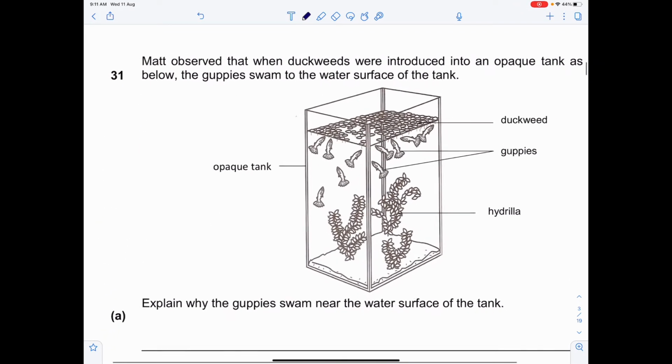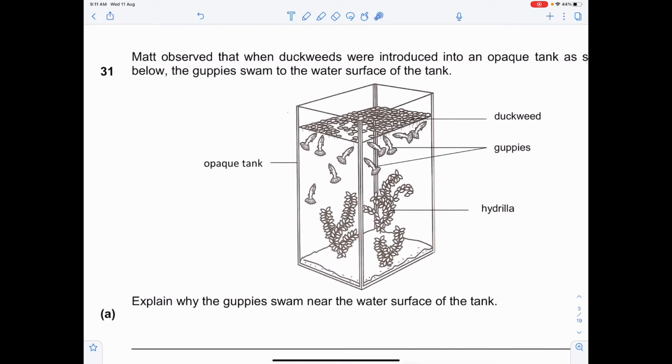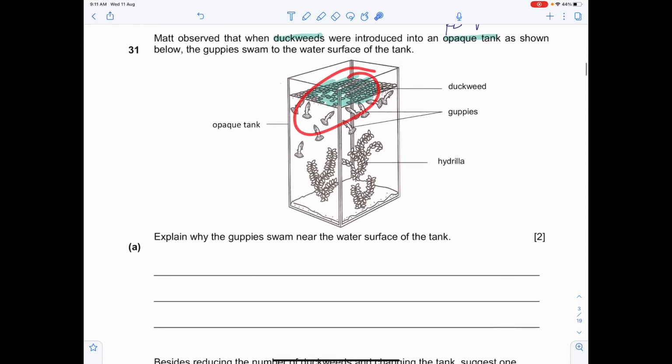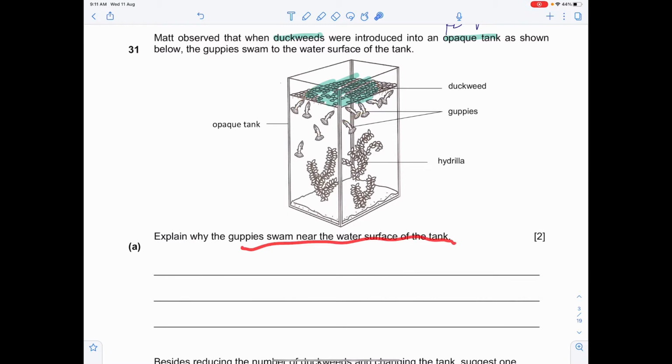Now this question, okay, Matt observed that when duckweeds were introduced into an opaque tank, okay, so let's highlight some keywords. So duckweeds, the duckweeds are here at the top. Opaque tank means that light cannot pass through. Okay, as shown below, guppies swam to the surface of the tank. Now explain why guppies swam near the surface of the tank.